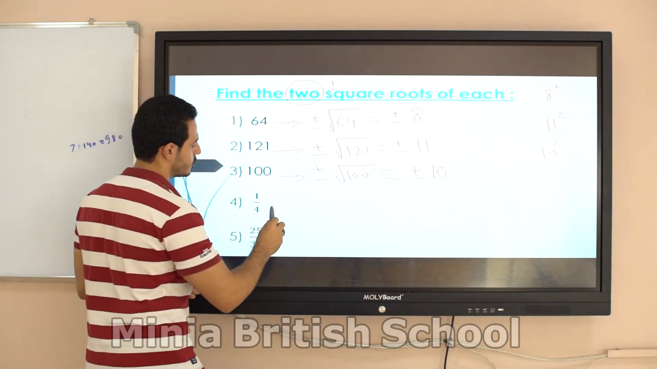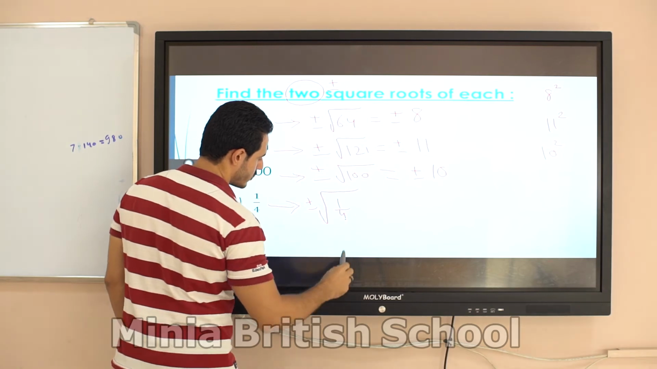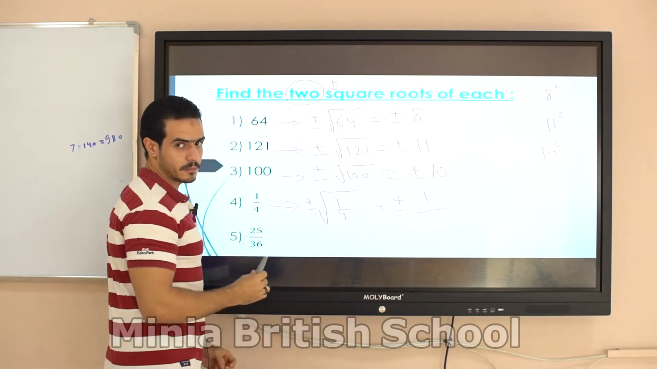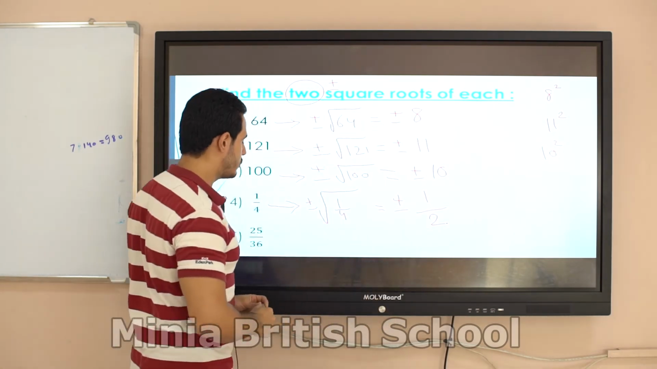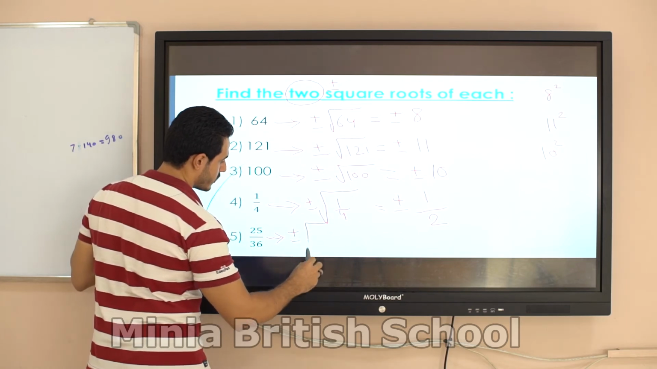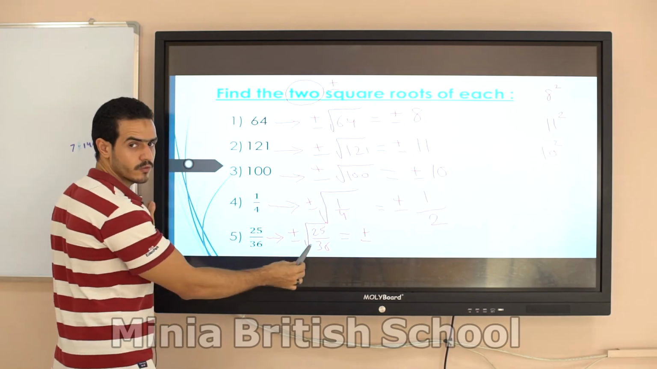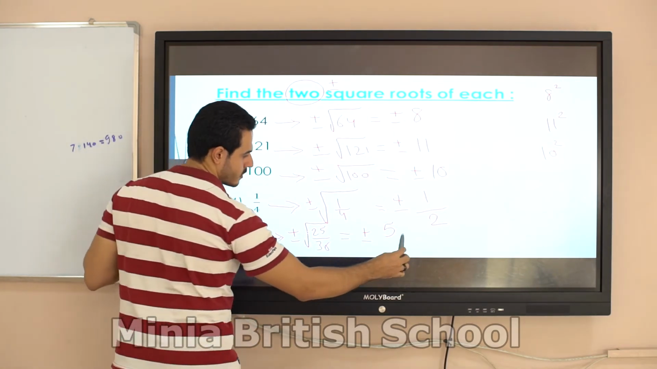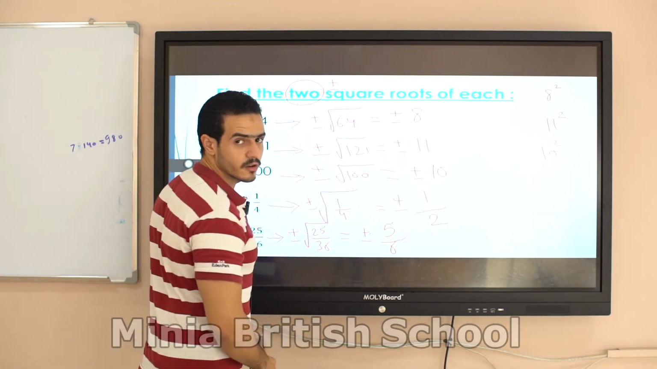Okay, number 4, 1 over 4, so it will be positive or negative square root of 1 over 4 equals what? Equals positive or negative, square root of 1 is 1, because 1 times 1 equals 1, and the square root of 4 is 2, so it will be positive or negative 1 over 2. Last one, 25 over 36. So the two square roots of 25 over 36 equal positive or negative square root of 25, it's 5, because 5 power 2 equals 25. Now square root of the denominator, it's 6. So the positive or negative square root of 25 over 36 equals positive or negative 5 over 6.